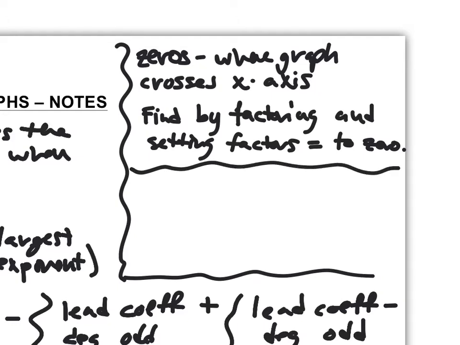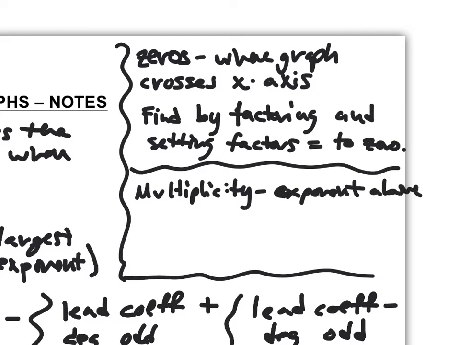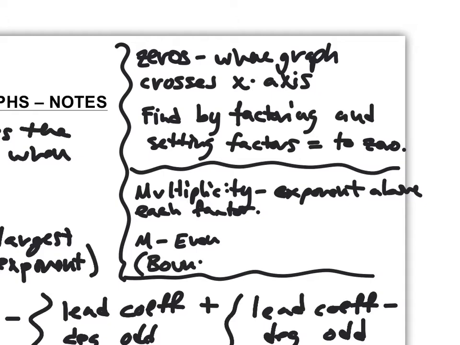And so multiplicity is the exponent above each factor. If your multiplicity is even, then your graph is going to bounce off of the 0. If your multiplicity is odd, then you're going to cross. Okay. And so let's just kind of take a look.